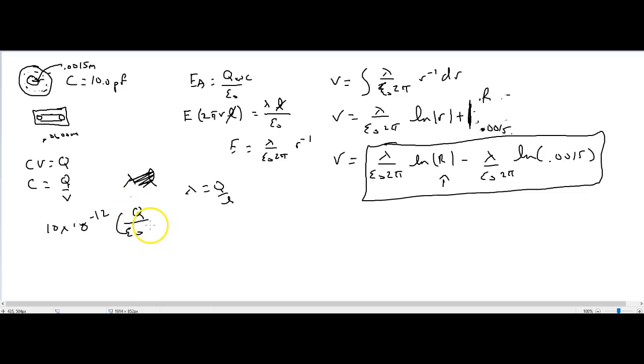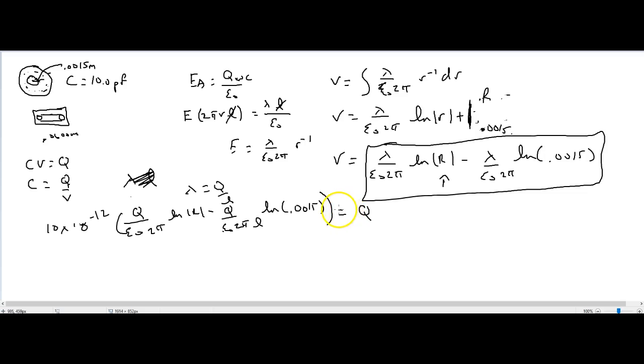So I'm going to go Q over epsilon naught 2 pi L, ln of the absolute value of R, minus Q over epsilon naught 2 pi, need that L on the bottom again, ln of 0.0015, and that's going to equal Q.